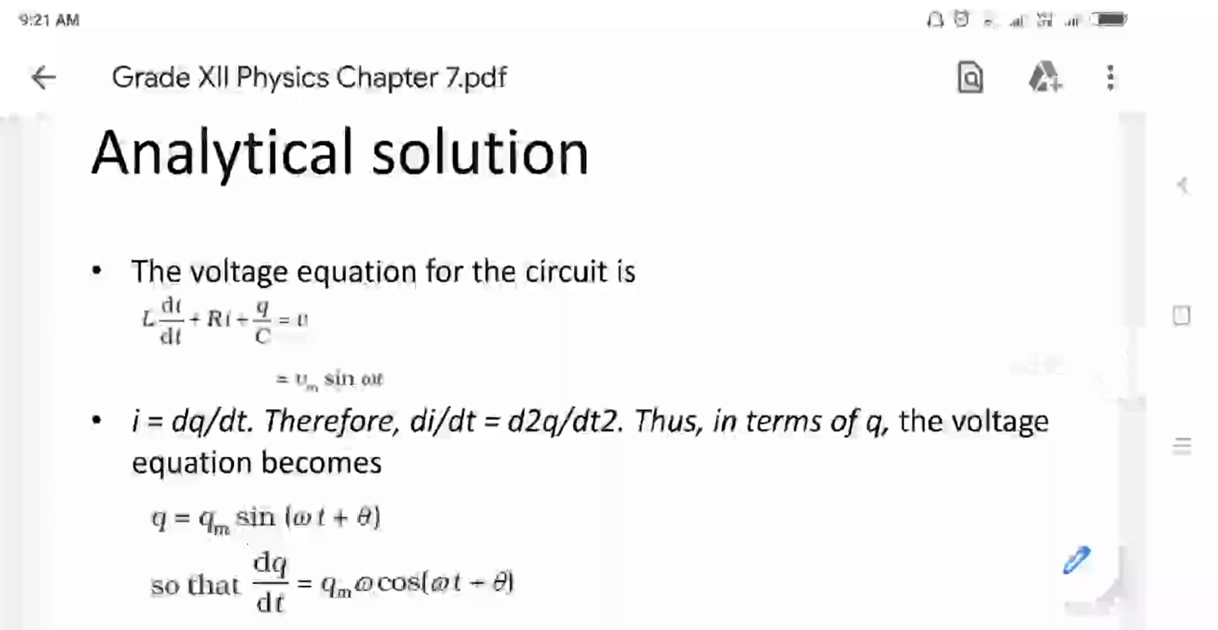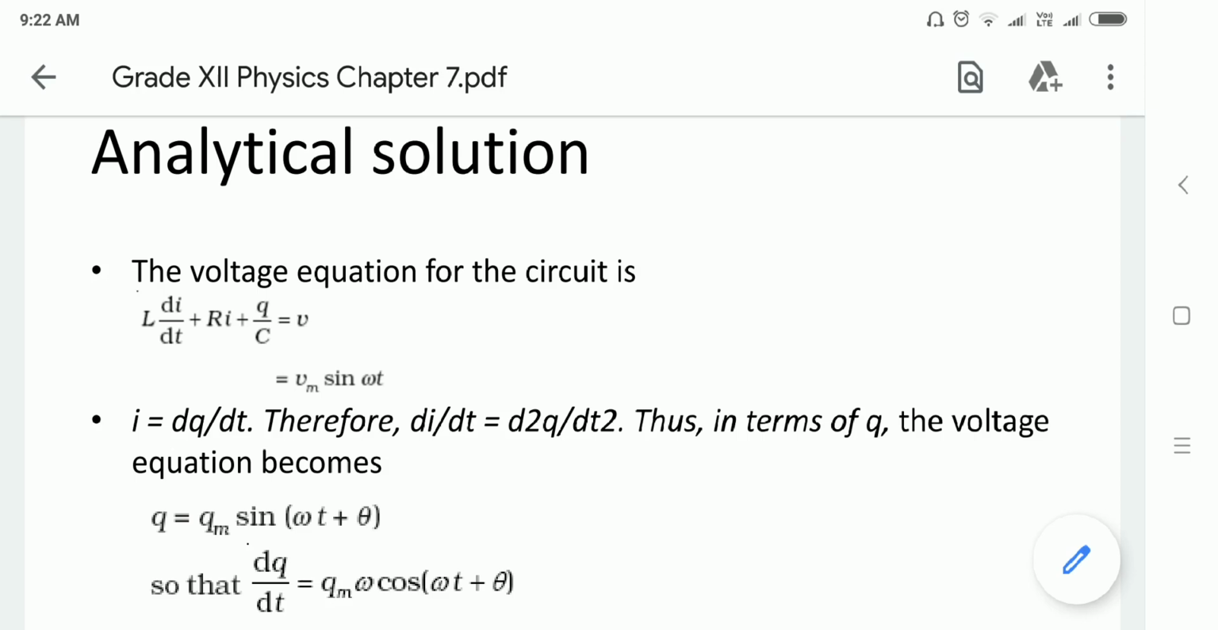Hello students, let us start our new session of chapter 7, alternating current, with the analytical solution of series RLC circuit. In the earlier session we understood how the RLC circuit can be solved and a result obtained by using a phasor diagram. So the phasor diagram method we have already done. Now the same circuit we can analyze by the analytical method.